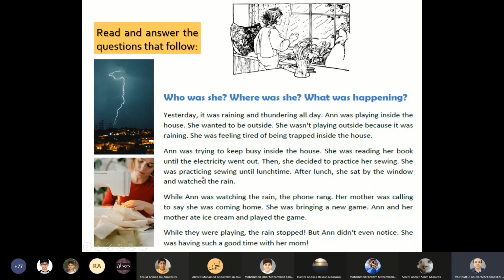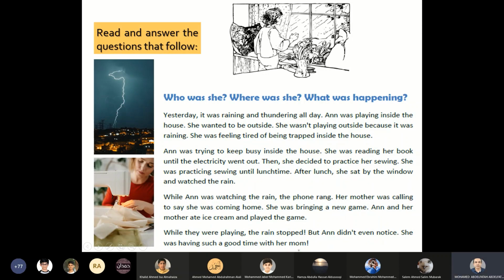She was practicing sewing until lunchtime. After lunch, she sat by the window and watched the rain. While Anne was watching the rain, the phone rang. Her mother was calling to say she was coming home. She was bringing a new game. Anne and her mother ate ice cream and played the game. While they were playing, the rain stopped, but Anne didn't even notice. She was having such a good time with her mom.